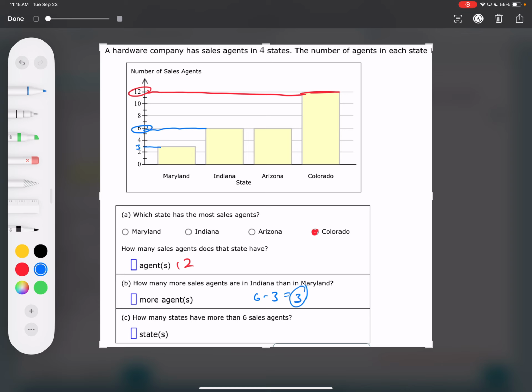Okay. How many more states have more than 6? So Indiana and Arizona have 6, but since it says more than 6, the only one would be Colorado. Okay, so you would not include 6 because it says more than 6.